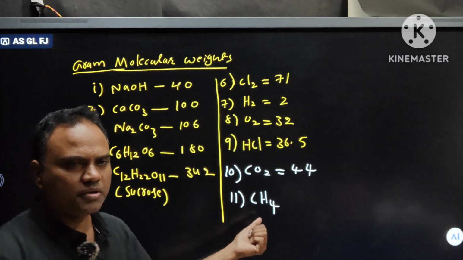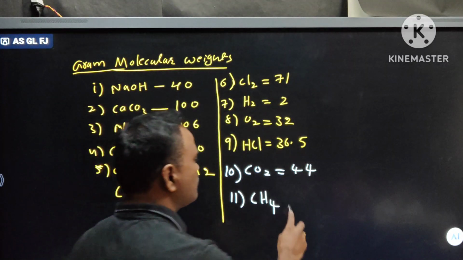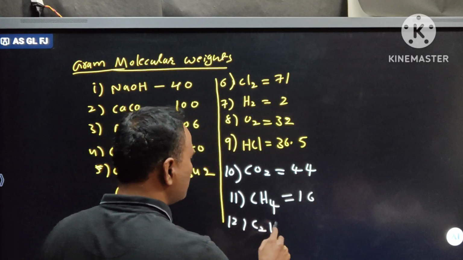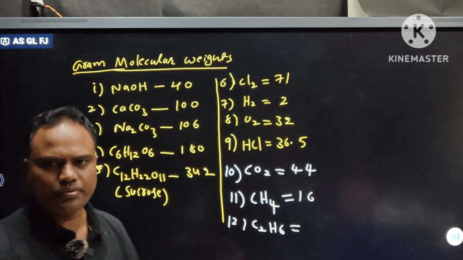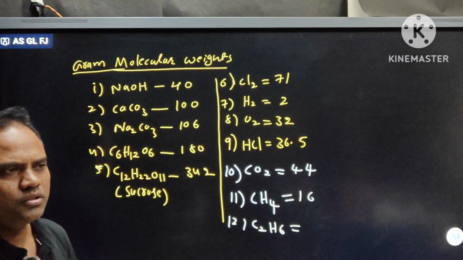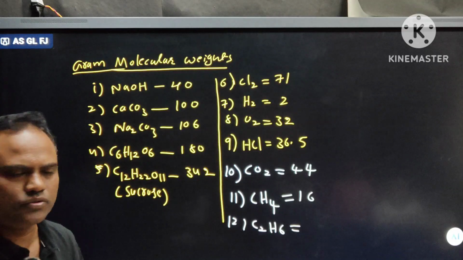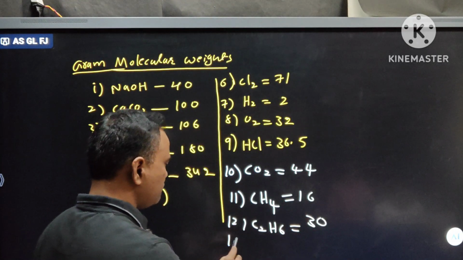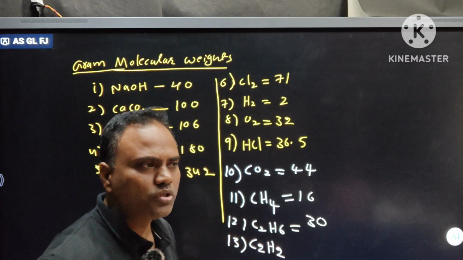Methane, what is its weight? We can calculate. Carbon 12, hydrogen 4, how much? 16. Ethane, can you calculate and tell me? For this you need not memorize, but it is important; you can calculate directly. 30, yes. 12 into 2, 24, 24 plus 6, 30. Acetylene also important. What is acetylene? C2H2. You will get the name only.